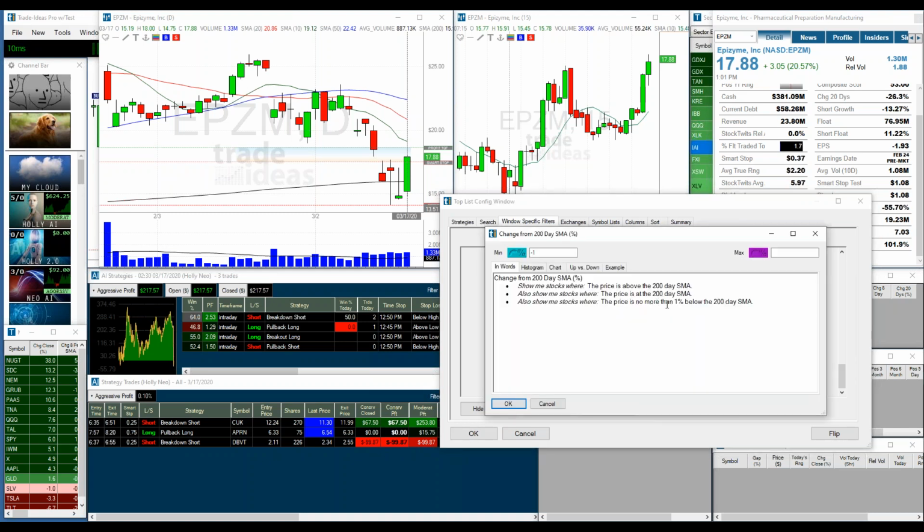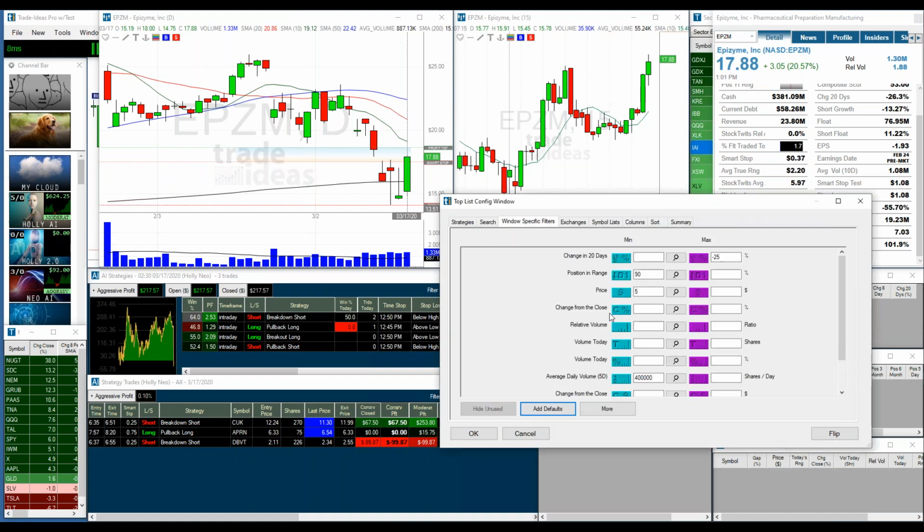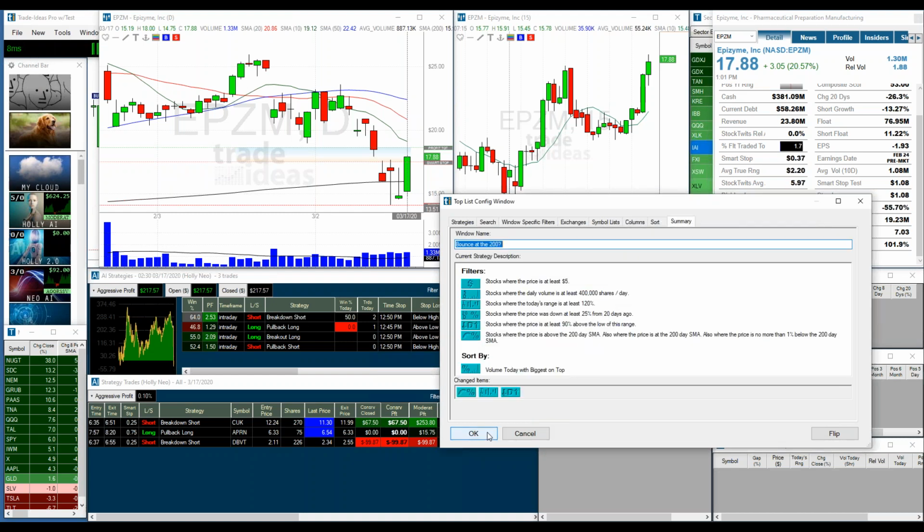The price is at least above the 200. The price is no more than 1% below. So we're going to try and find things that are no more than 1% below that 200-day, because that's the plan, is to share this scan, work it out together, friend, understand how we got there, and then maybe try and build a few price alerts off of that.